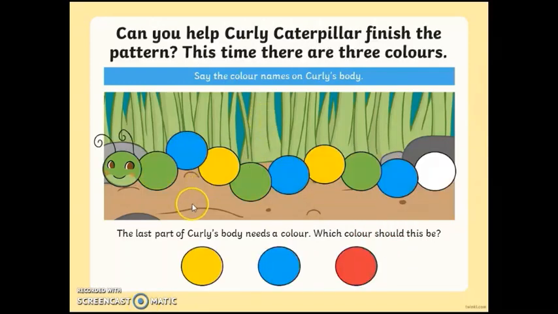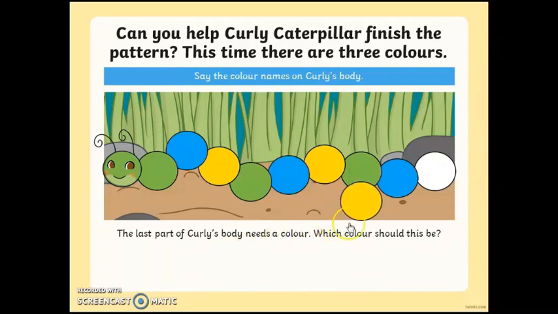In the next activity, caterpillar has done a little difficult pattern. This time, caterpillar chooses three colors, green, blue, yellow. Now, again, it follows the three color pattern, green, blue, yellow, green, blue. Now, which color will come over here? Yellow, blue, or red? Just remember, it's the little tricky one. Well done if you all say yellow.